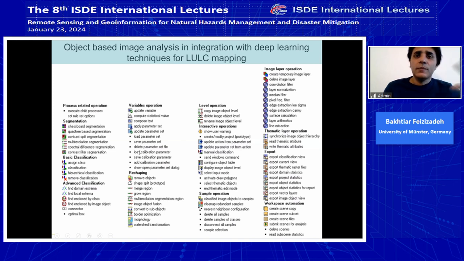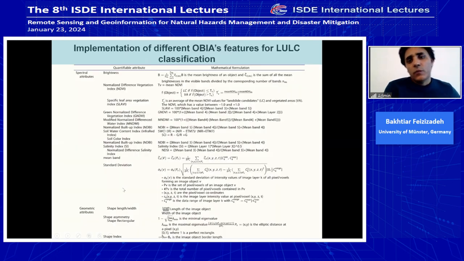Within this study, since we had a variety of land use land cover classes, for example, farmlands, croplands, orchards, built-up areas, we developed a specific framework and rule sets for these classes. For example, you could see here some spectral attributes like brightness, normalized difference indexes, specific leaf area, or some other spectral index, together with geometric indexes, like the shape index, shape similarity, and shape rectangular fit, that we developed for different classes.